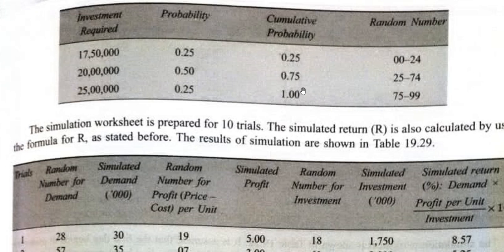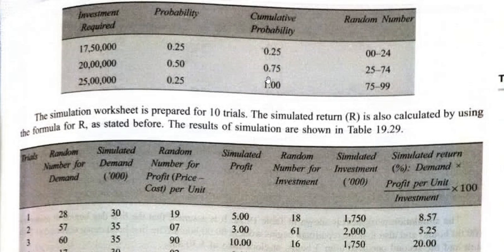The cumulative probability, just input 0.25, add it to the next value of probability, and you have your next one. Everything should sum up to 1. And the random number, same thing, 0 to 24, 25 to 74, 75 to 99. All right, so that's that. This has been very simple so far. This is where the work actually begins.